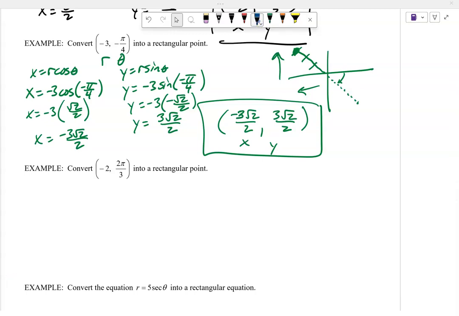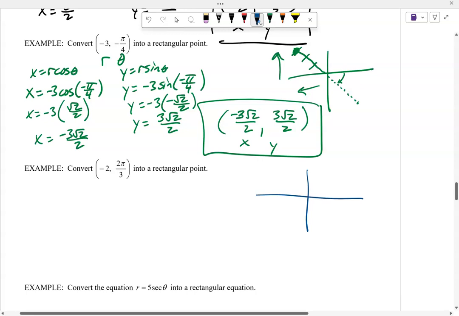2 pi thirds, or what was that, 120 degrees. So right there, but the r is negative, so it flips it around. Okay, so here's the point. That's where we should end up with our x, y, right? So here's our r, here's our theta.